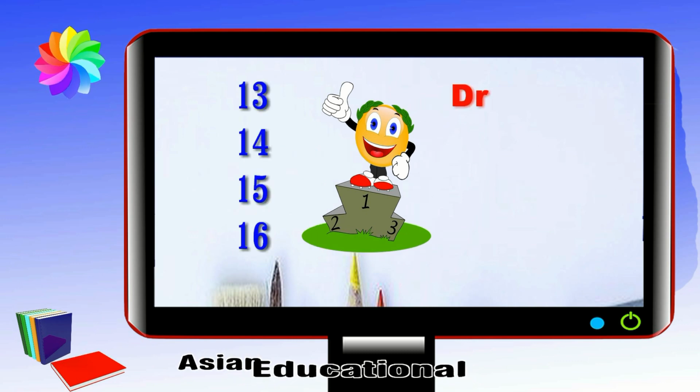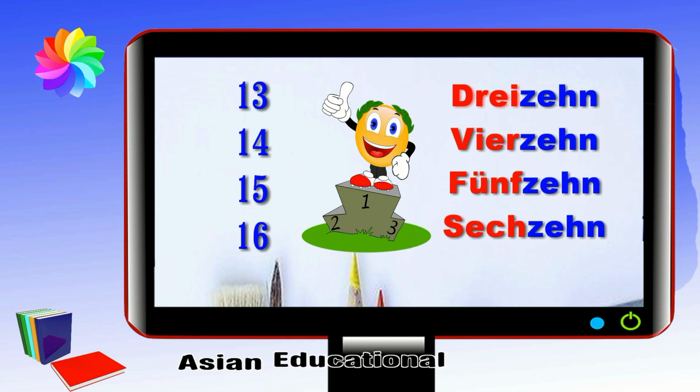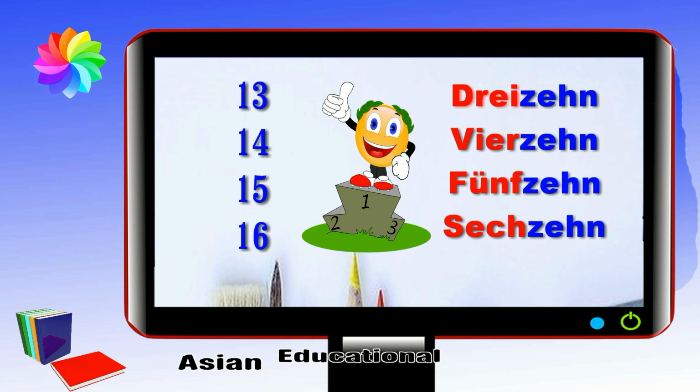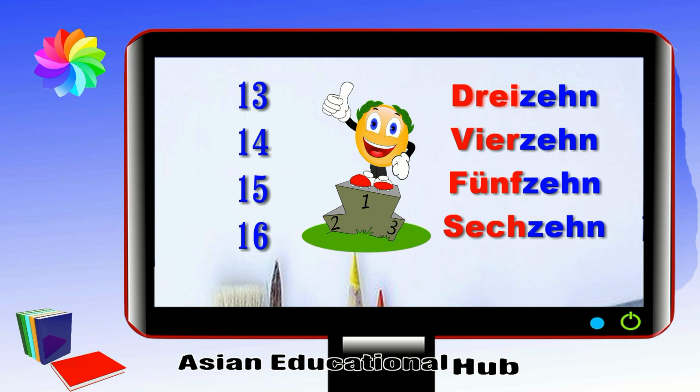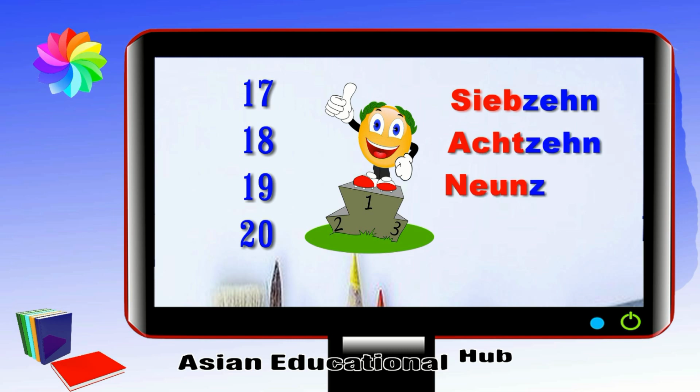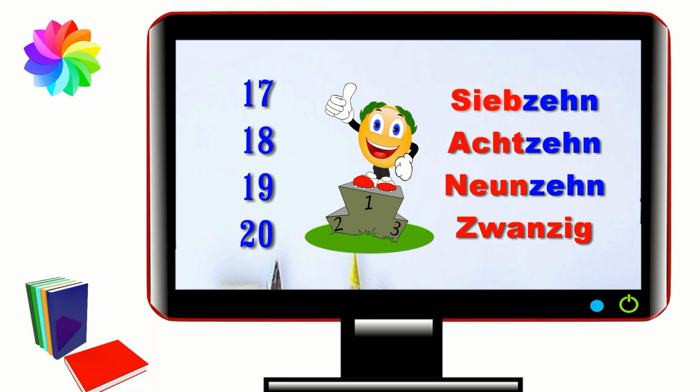Now just from 13 onwards, we will add numbers from 1 to 9 before saying, and we will form a new number. Just for example, 13. 13 is 13. 14, 14. 15, 15. And 16, 16. 17, 17. 18, 18. And 19, 19. And 20 is 20.